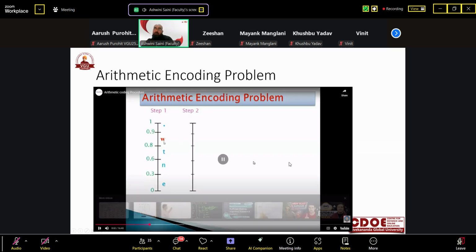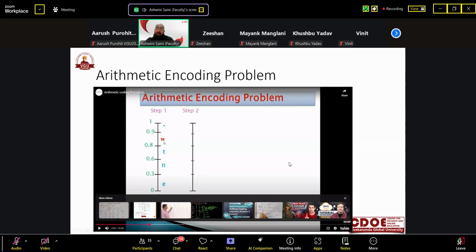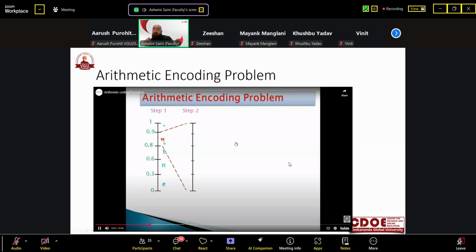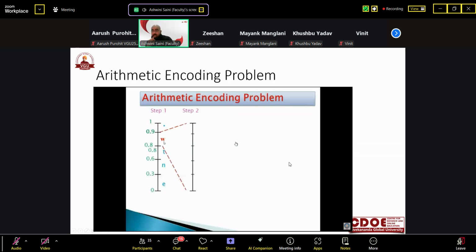Again, what was the problem? We had to provide W, E, N, T and dot. I'm writing in the chat: we are going with W, then E, then N, then T, then dot. We are starting with W. The range 0.8 to 0.9 is taken here, and that range is divided into 5 different symbols based on their probability.